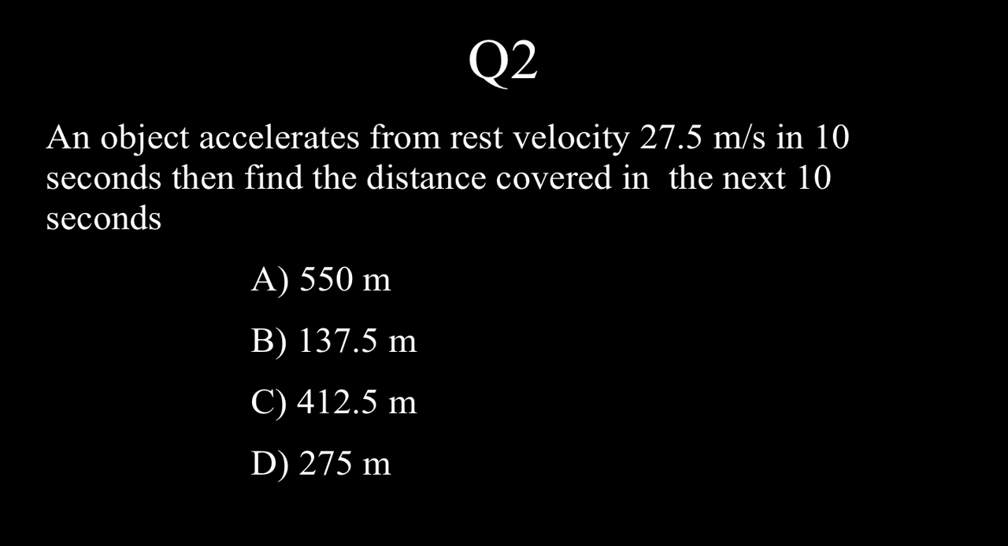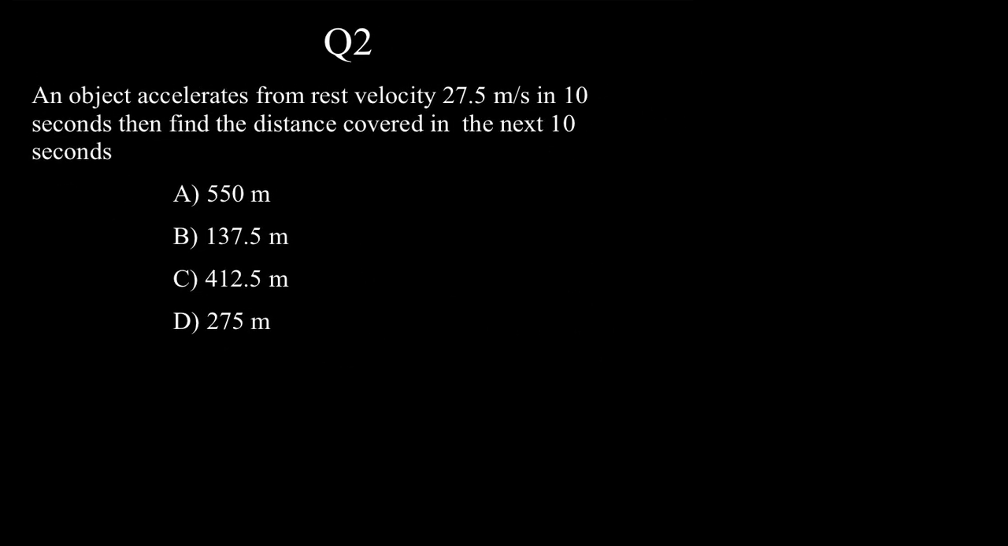An object accelerates from rest with velocity and attains velocity 27.5 meter per second in 10 seconds. Then find the distance covered in the next 10 seconds. Okay, let us try to first visualize this question and then we'll try to answer the question.